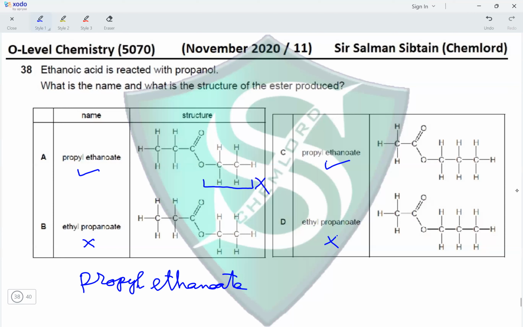In C, we have got a 3 carbon alcohol portion, which is propyl, correct. And we have got a 2 carbon acid portion, which is also correct. So as a result, option C is the correct option for this question.